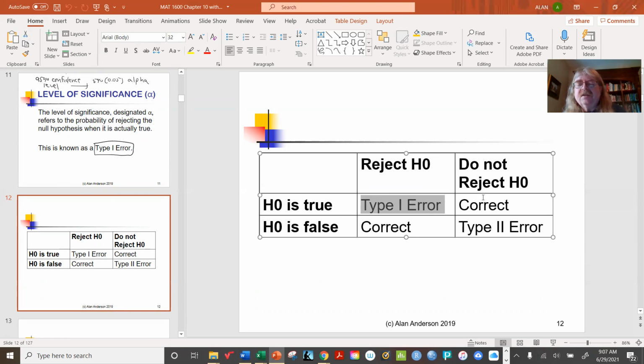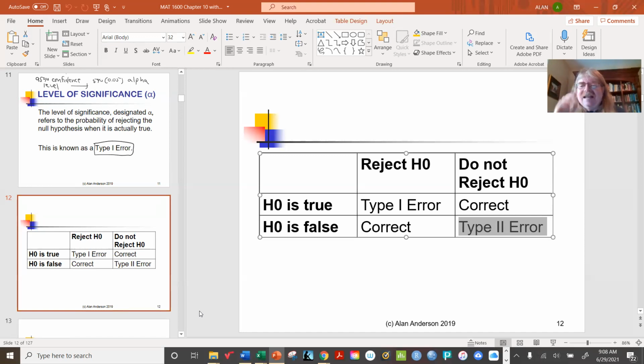If the null is true and we don't reject it, then that was the correct decision, of course. And again, down here, if the null was false and we failed to reject it, that means we did the right thing. But if the null was false and we did not reject it, then that means it's a type 2 error. So something like this, you really just have to memorize it or have a chart in front of you while you're taking the test.